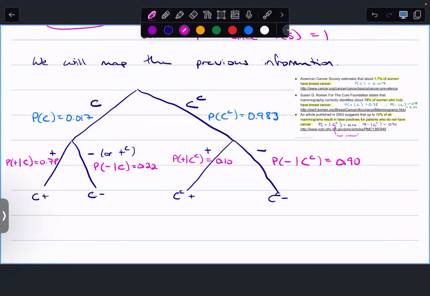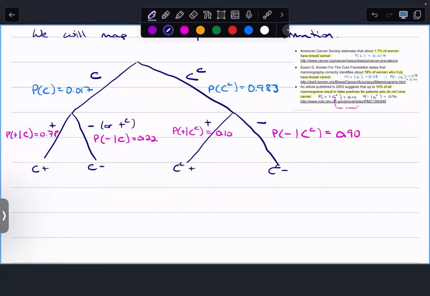Now we know from math and what we just saw, and I'm just going to focus on this one here, the probability of C and positive is the probability of positive given C times the probability of C, which is really just this times this.